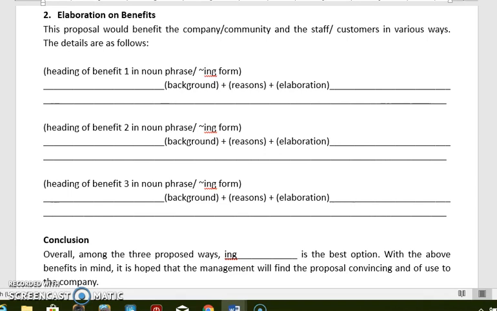Okay, so don't forget, the total number of words of this test should be between 300 and 350 words. Remember, you have to make sure that you meet the word limit. Don't write less than 300 words.